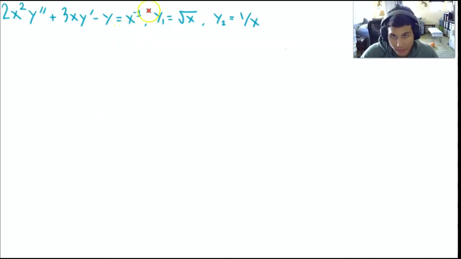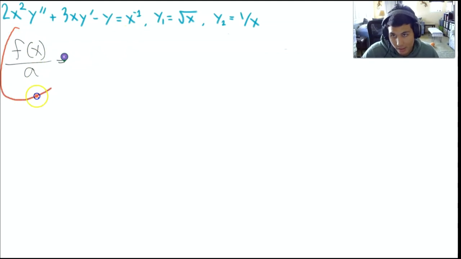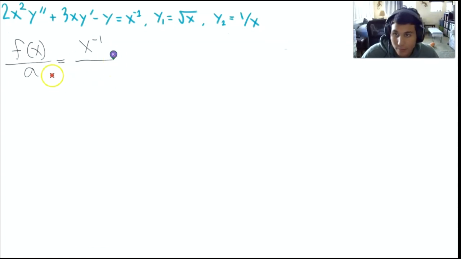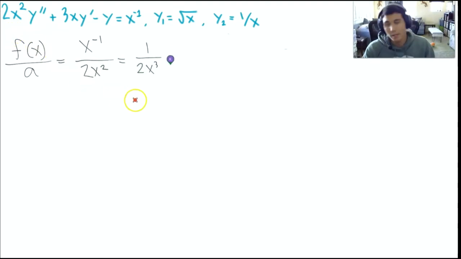Okay, you can figure out what f of x is by usually looking at this, but is it just f of x, or is it f of x divided by some a? It is this case. Remember I talked about this case? Well, here it is. f of x is just -1, x to the -1. And then a. A will always be whatever is in front of the highest order derivative. So it's 2x squared. Now let's write this better, which is 1 over 2x cubed. Okay. That's good to know.